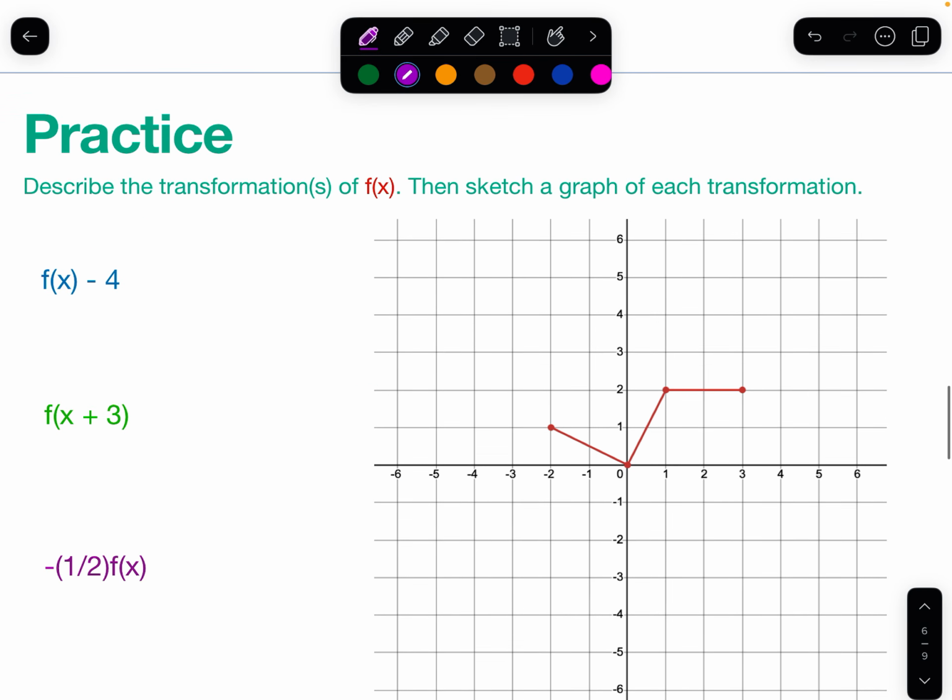This would be a good time for you to pause and practice perhaps. So if you would consider pausing the video, maybe giving these ones a try, I'll put the answers on the screen here in just a moment.